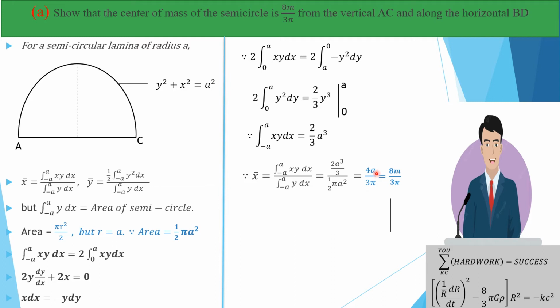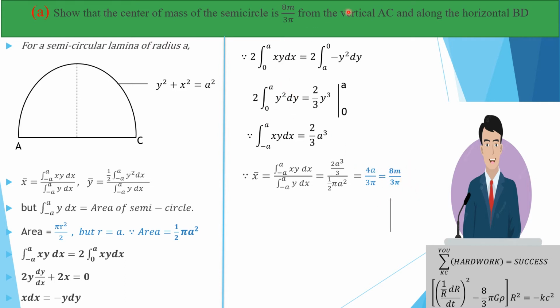But what is my a? Originally my a is the radius of the circle, and the question told me that the radius of the circle is 2m. So in place of a, I just put my 2m there. I have 8m over 3 pi, which is exactly the proof. But then if you really want to think about it, because this is not really what the question is asking you, it's just that the x coordinate and the y coordinate of the centroid of a semicircular lamina are equal, right? That's why you would have 8m over 3 pi and 8m over 3 pi for both of them.